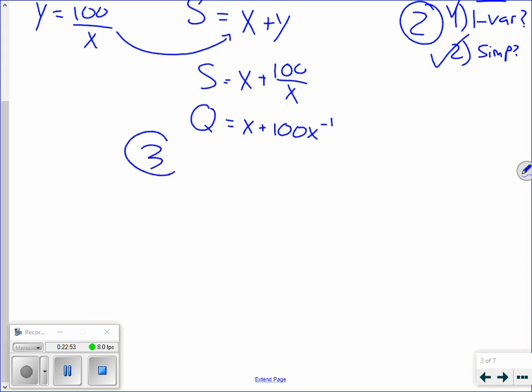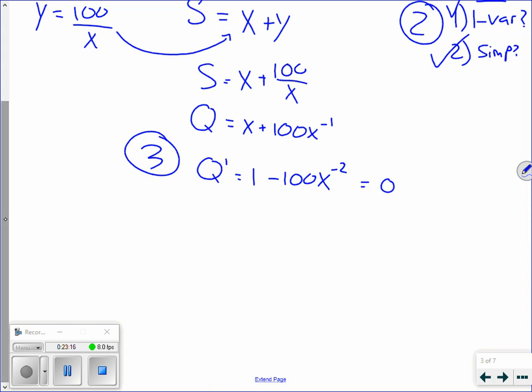So then number three is we take the derivative. So we get 1 minus 100x to the negative second. That's the derivative using the power rule. And we set it equal to 0 and solve. That'll be step 4.